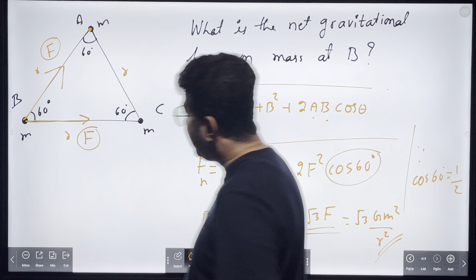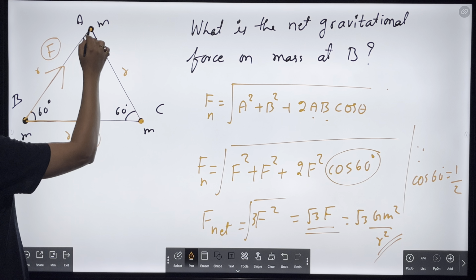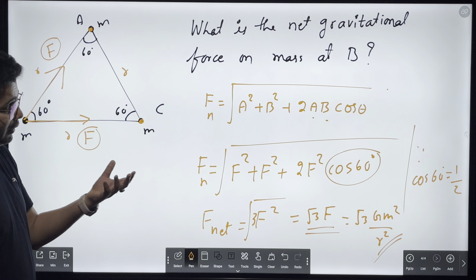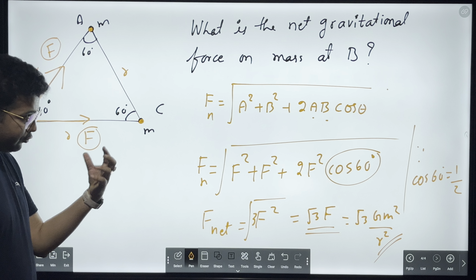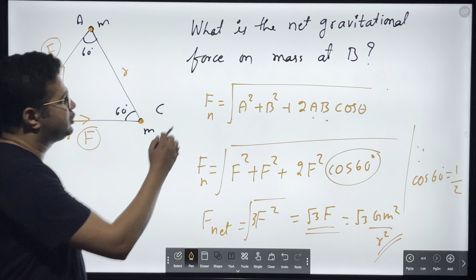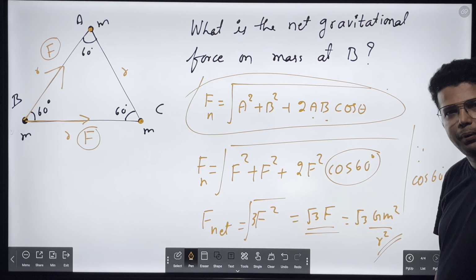So similarly, net force on this mass is also same. Net force on this mass is also same. So hope you can understand how to calculate net force, because force is a vector quantity. So here we have to use vectors, and we have to use the formula F is equal to square root of a square plus b square plus 2ab cos theta.